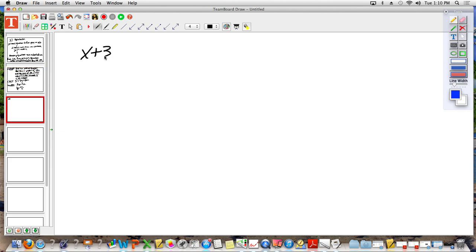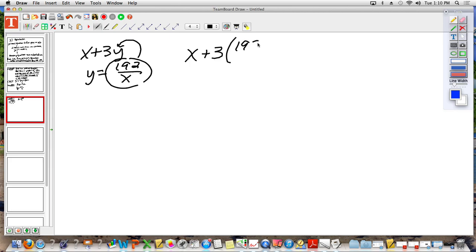So I have x plus 3y. That was my sum. And I also just found that y was equal to 192 divided by x. So now what I'm going to do is take this y value and plug it in for that y value. So what I really have going on here is x plus 3 times y, which is 192 divided by x. This is my sum. Still talking about the sum. Are you okay with that? All I've done is just replace the y with what I'm saying y is.